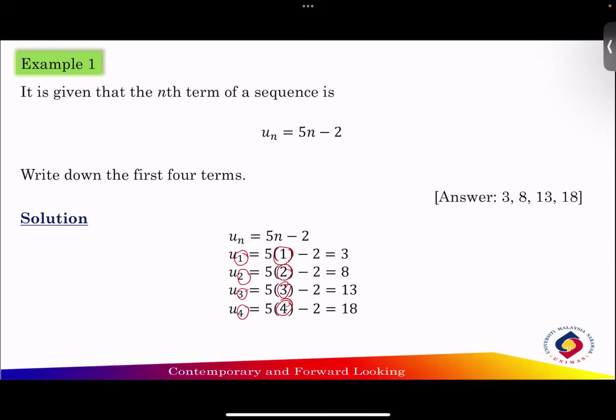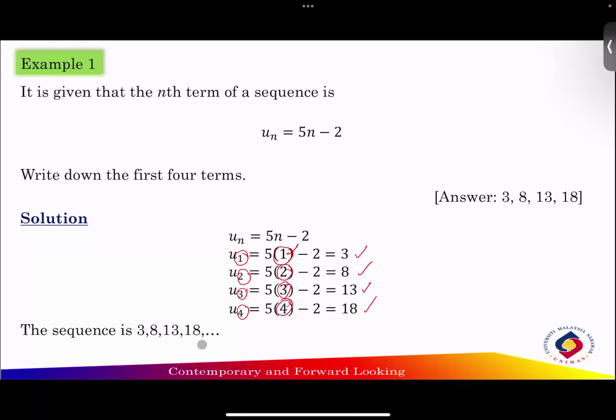After you substitute with 1, 5 times 1 is equal to 5, 5 minus 2 is equal to 3. 5 times 2 equal to 10, 10 minus 2, 8. 5 times 3 is equal to 15, 15 minus 2 is 13. 5 times 4 is 20, minus 2 is 18. So these are the first 4 terms: 1, 2, 3, 4. So the answer is 3, 8, 13, and 18. Okay, so this was example number 1. So we write down the sequence as 3, 8, 13, 18.